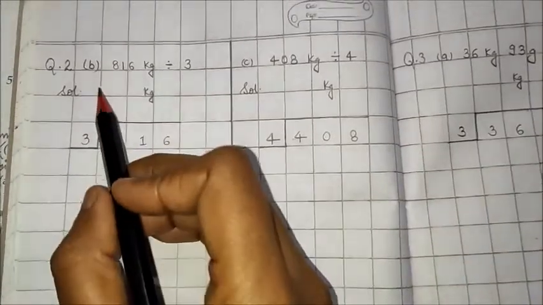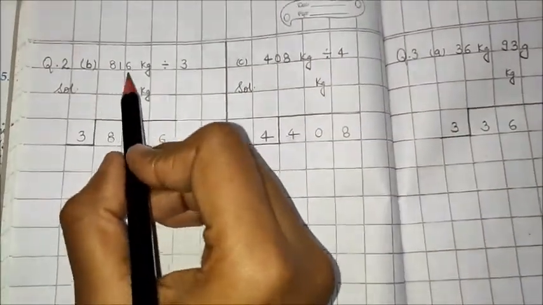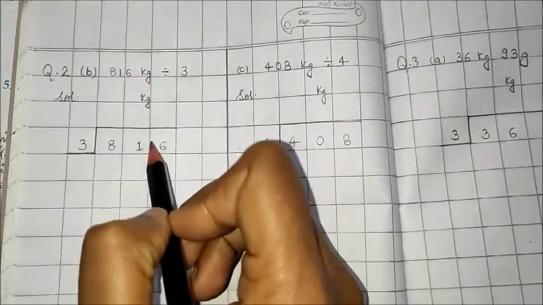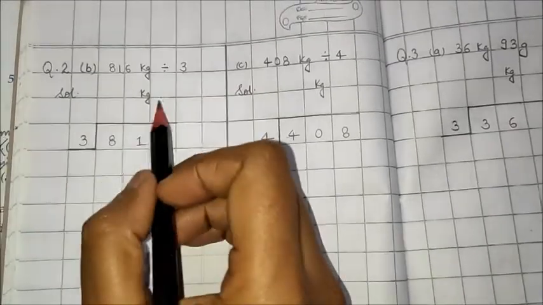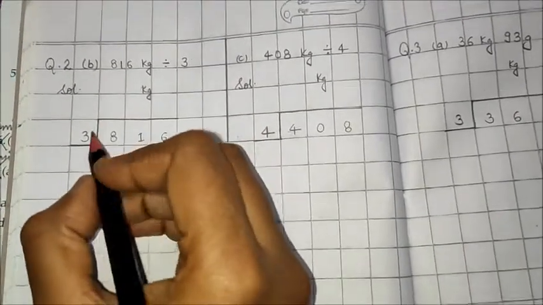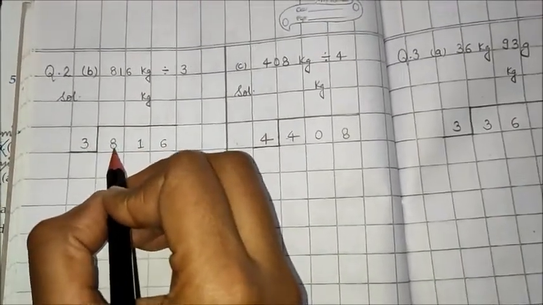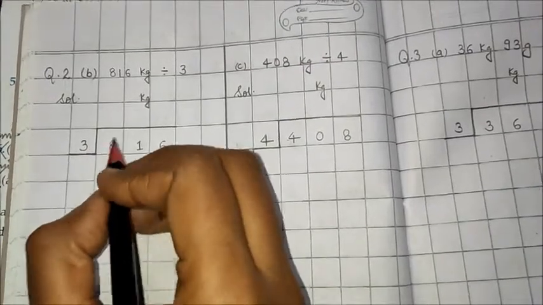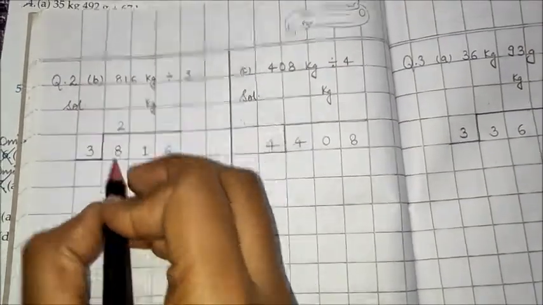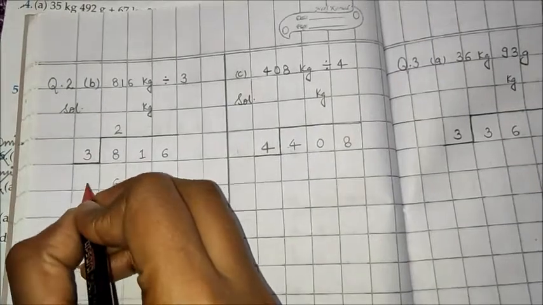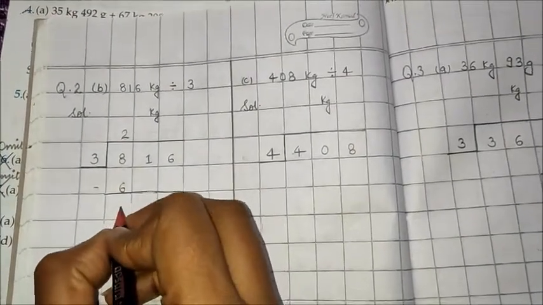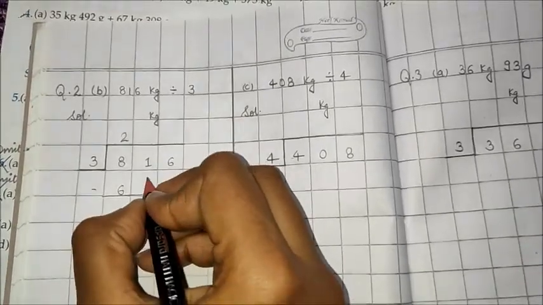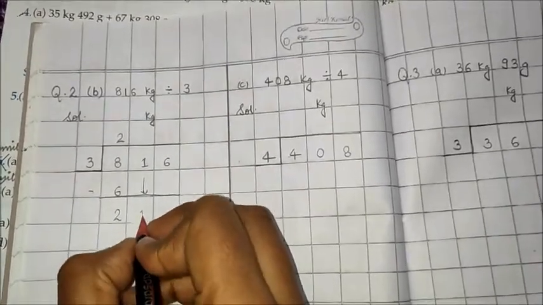In next question, question number 2, B part is given 816 kilogram divided by 3. So अब हमें 816 को 3 से divide करना है which is in kilograms. So first we are going to start with this 8. So 3 की टेबल में 8 नहीं आता है. We'll take 2 times 6 and then subtract. The remainder will be 2.